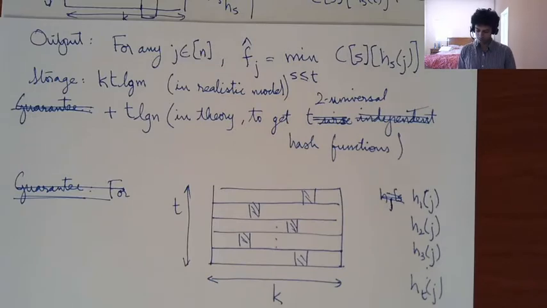Question: So this matrix actually stores the count of each i, right? It stores the count of each element in the range of the hash function.